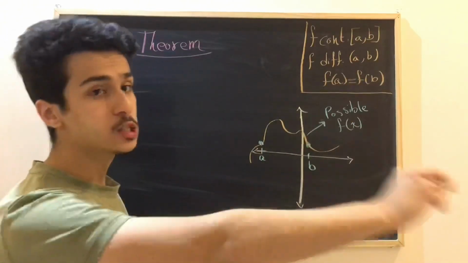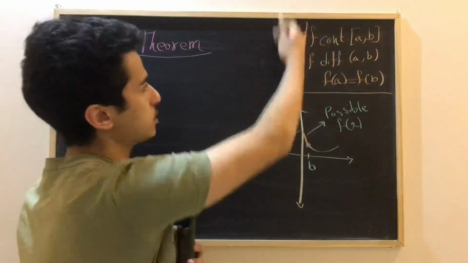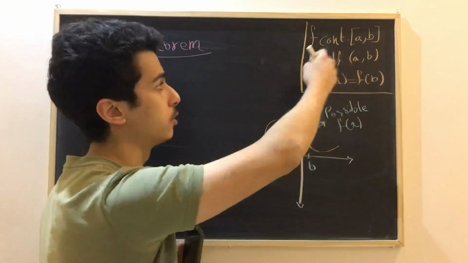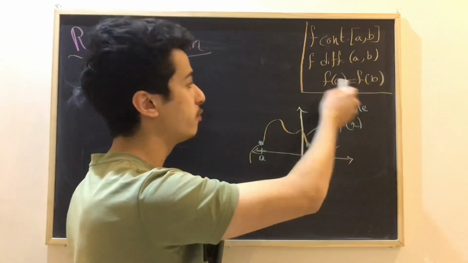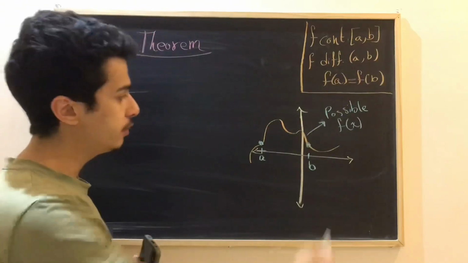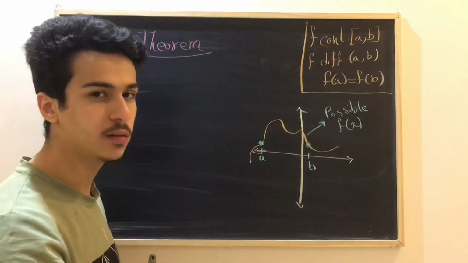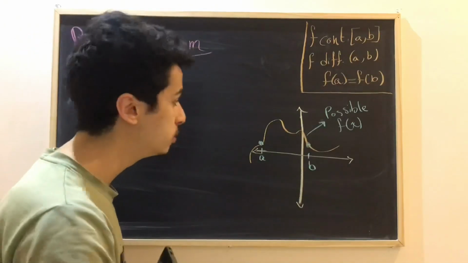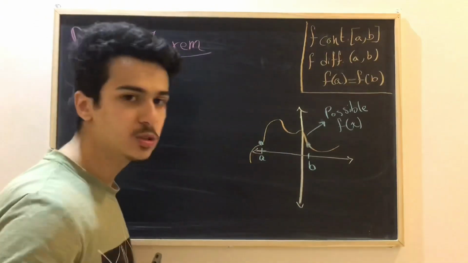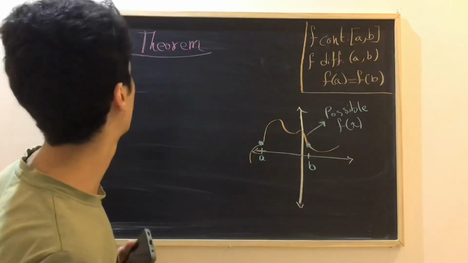Here we go. So I'll put the conditions in a small box, again: continuous on the closed interval, differentiable on the open one, and f of a is equal to f of b. And here I've drawn a graph that could possibly represent f of x. It doesn't have to be this way. It can be constant, as we'll see soon. And this is meant to give you some intuition behind what we're trying to do.